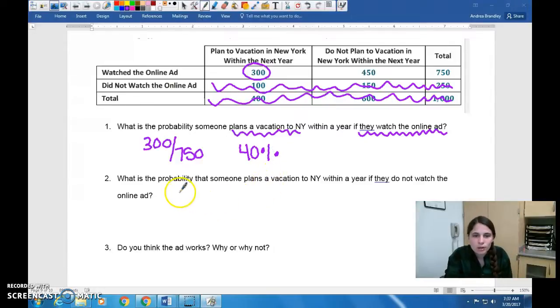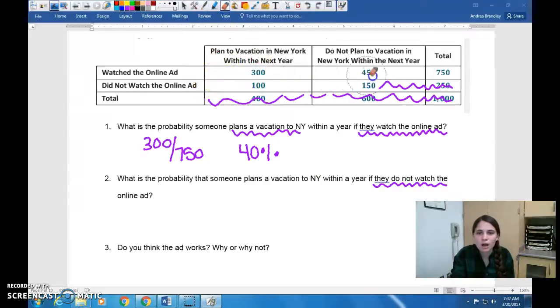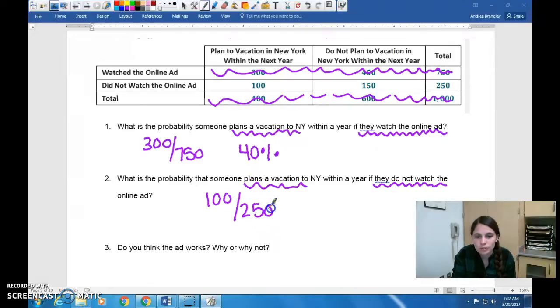Okay, and then what's the probability that someone plans a vacation to New York within a year if they do not watch the online ad? So now we care about something else. We care about people who did not watch the online ad. So we're going to ignore the people who did watch the online ad and just look at those who did not watch the online ad. But we're still looking at plans a vacation, which there was 100 who planned the vacation who did not watch the ad out of a total of 250 people. So we're going to divide that. 100 divided by 250 is 0.4 or 40%.